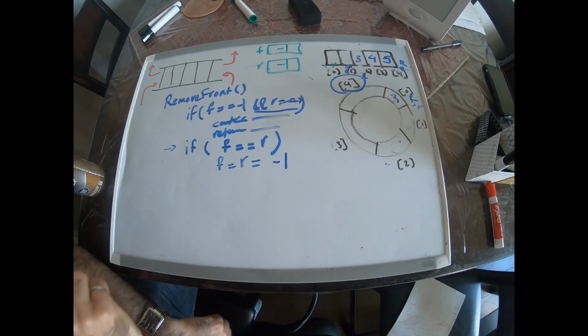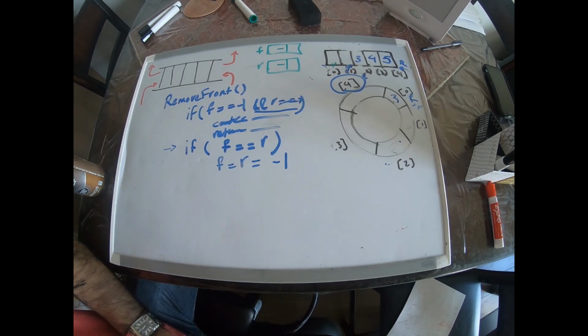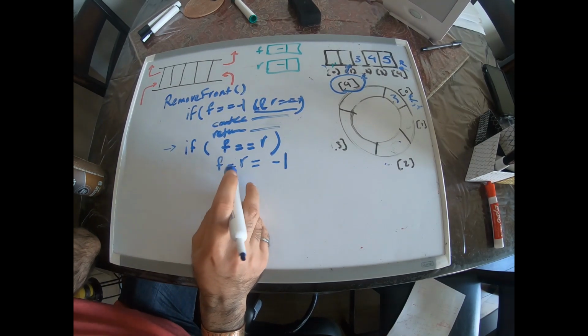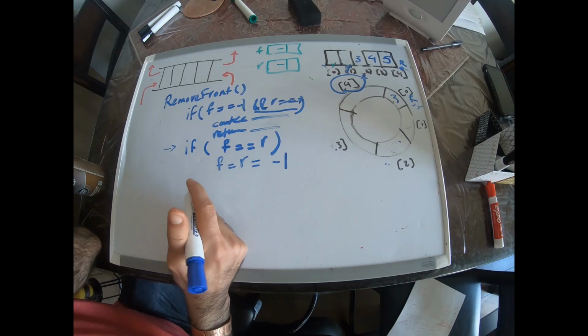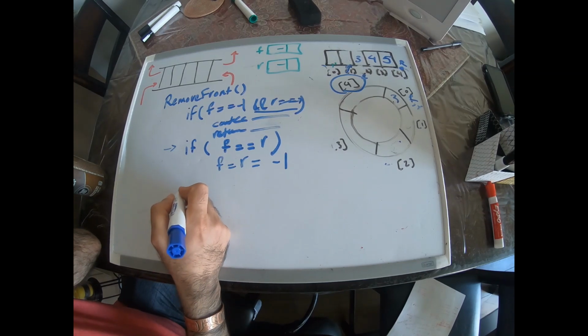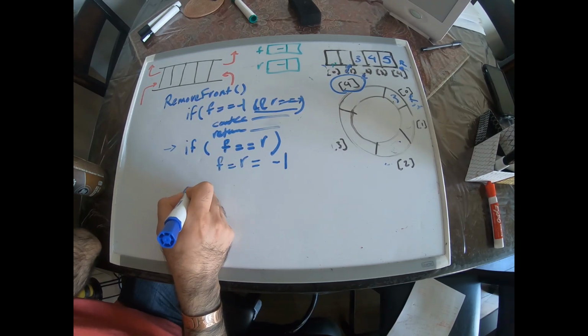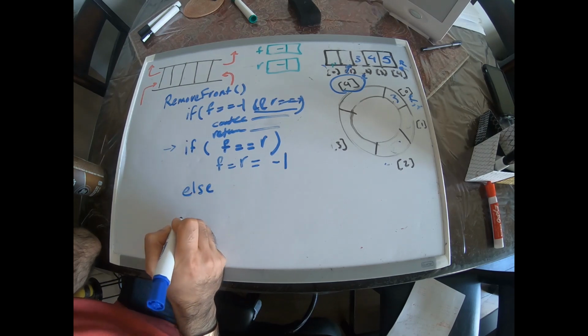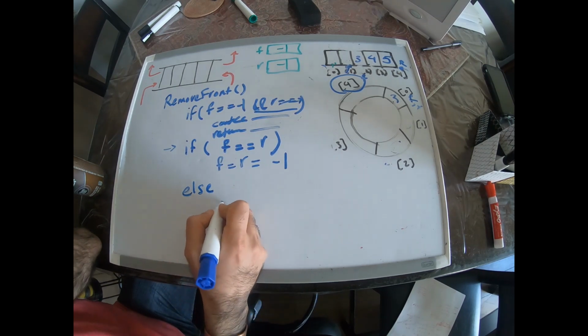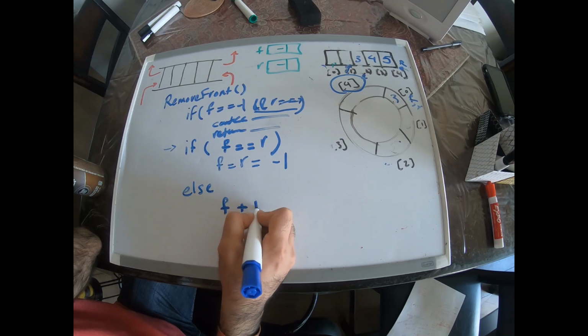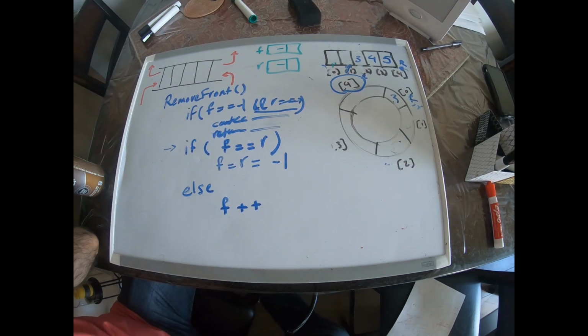Okay, so we did the check for if this is the last number. Otherwise, if this is not the last number, what do we want to do? We want to increment the front.